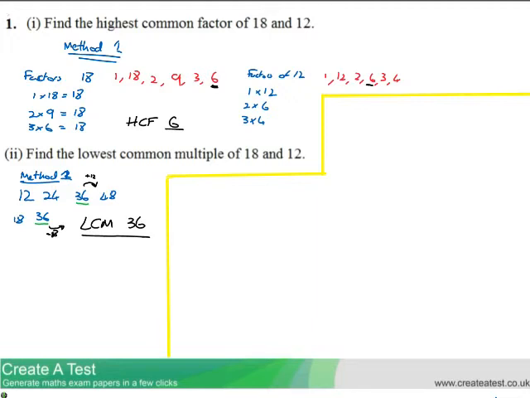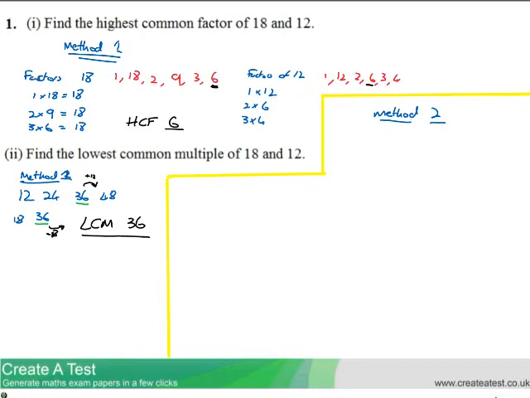We're looking at the highest common factor and lowest common multiple of two numbers, and we're looking at a second method for doing this because I've already had method 1. So this is called method 2, and what it involves is breaking down 18 and 12 into their prime factor form, so we can figure out quite quickly the highest common factor and lowest common multiple.